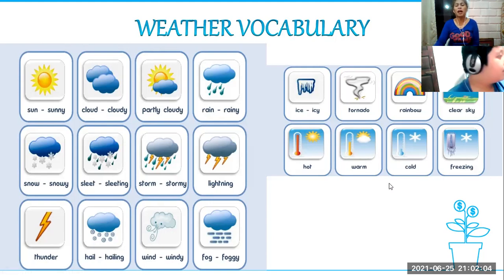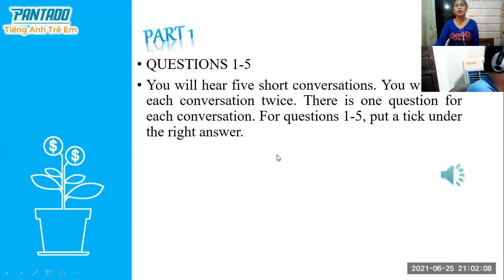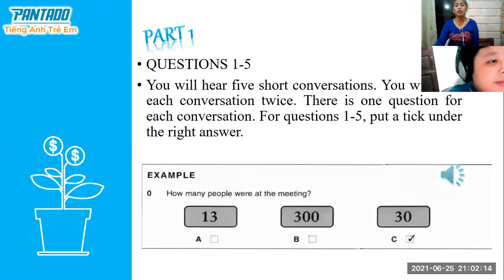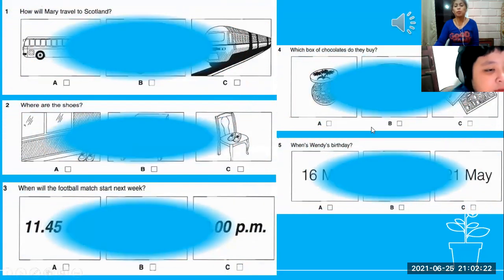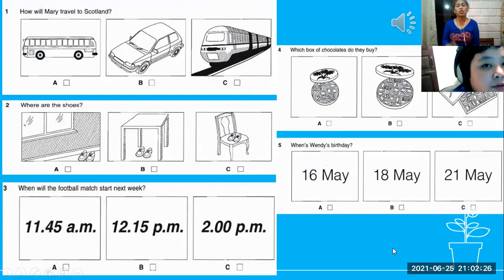So now let's have this. For questions, we have 5 conversations. You will hear them talking about different things. Please try to listen. Don't say, teacher, finish. You have, as the rules, to listen to it 2 times. Okay, ready?